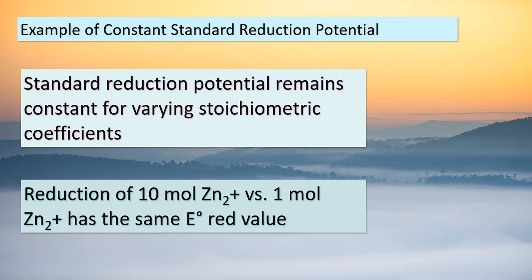To visualize this, let's examine the balanced half reaction. 10 Zn2+ (aq, 1 M) plus 20 electrons, e-, yields 10 Zn (s). The E° value for this reaction is -0.76 volts. This means that no matter how many moles of zinc ions we're dealing with, the potential for this reduction remains the same. This stability plays a crucial role in understanding the behavior of redox reactions and the energy changes they involve. Ready to unravel more intriguing concepts? Let's proceed.